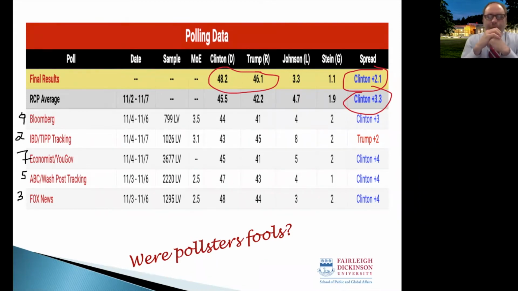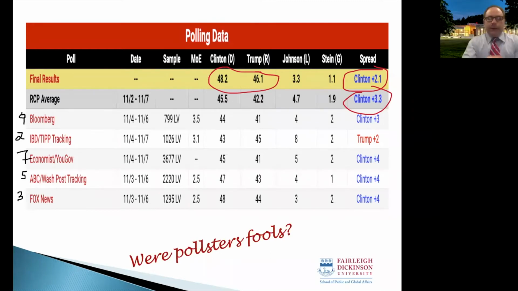you see the final results for Clinton at the very top with 48% of the popular vote, and for Trump, 46% of the popular vote, and the spread was about 2 percentage points. The rolling average of the final public opinion polls was 3 points. So what we're saying here is these polls, which by the way are estimates, often within plus or minus 3 percentage points or 4 or even 5 percentage points, were on average just 1 percentage point off from predicting the final national vote, right?